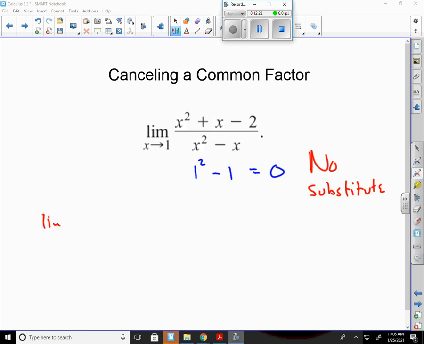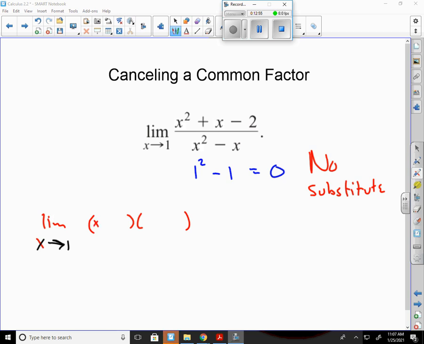So when I look at this one, I have a polynomial in the top and a polynomial in the bottom. So I can't just substitute here. So what I'm going to do is I'm going to look at the top and see if I can factor that top out. So if I'm looking at the top, x squared plus x minus 2. What will that factor out to?